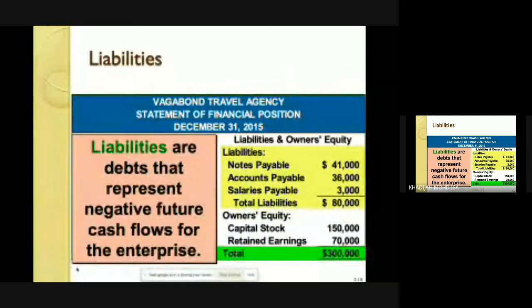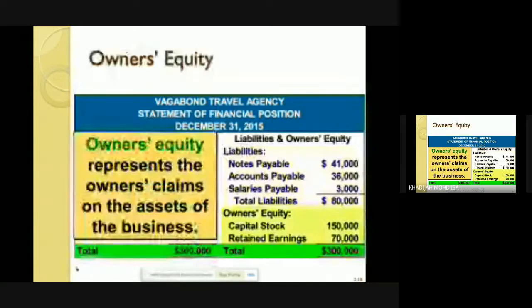Okay, liabilities, always your payable, is a debt that represents negative future cash flow. Negative future cash flow means that in the future you have to pay. So when you have to pay, your cash flow is negative, right? But if you are going to receive, then your cash flow is positive. Right? And owner's equity is made up of your capital stock and your retained earnings.